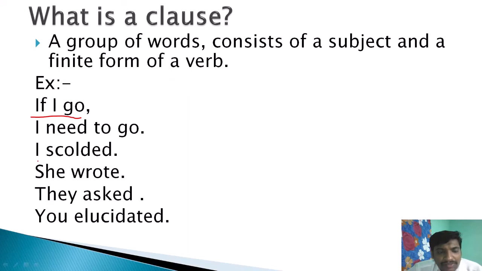Okay, clause means a group of words which consist of a subject and a finite form of verb. She wrote. What did she write? They asked. Whom did they ask? You elucidated. What did you elucidate? These kind of questions come into our mind. So class, this is what a clause is. Okay, next unit.